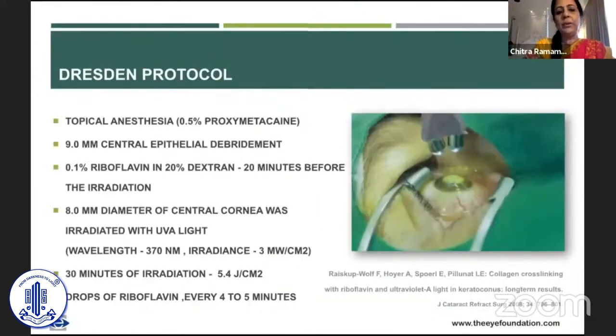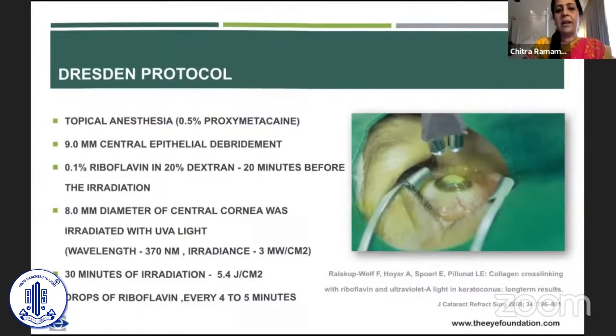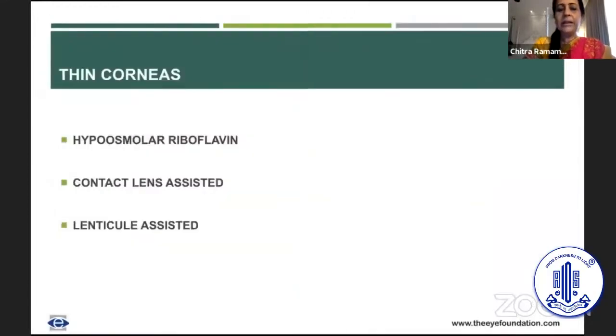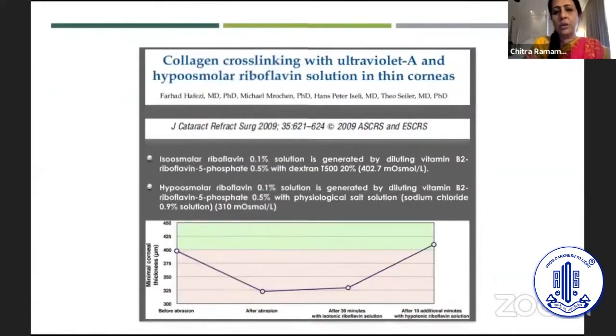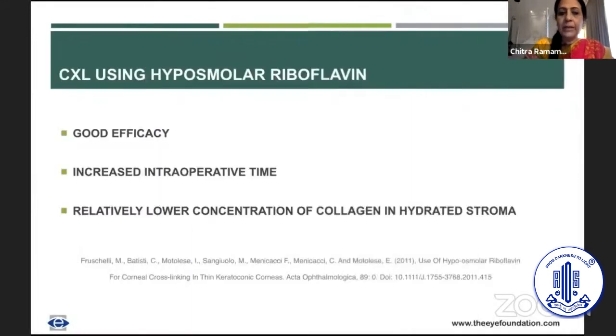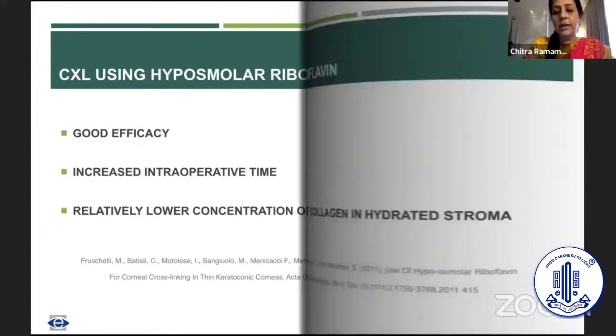We are all very familiar with the Dresden protocol, which has been the standard answer for a good cross-linking. But then different challenges rose over the period of time. Like when we were stuck with thin corneas, there were these three options which opened up, wherein if you were supposed to use a hypoosmolar riboflavin, the first half an hour you would hydrate with the isotonic riboflavin solution, and then the last 10 minutes you would use a hypotonic solution. But then, although the efficiency was there, the intraoperative time was more, and then the cross-linking was not very effective because of the lower concentration of collagen in the hydrated stroma.